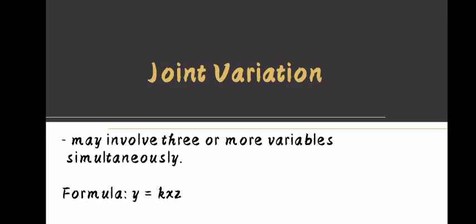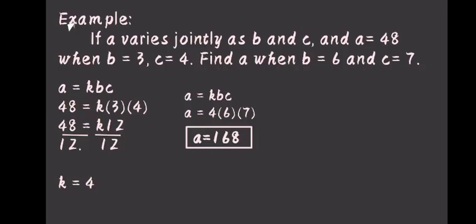Joint variation may involve 3 or more variables simultaneously. Formula: y = kxz. Example: if a varies jointly as b and c, and a = 48 when b = 3 and c = 4, find a when b = 6 and c = 7.